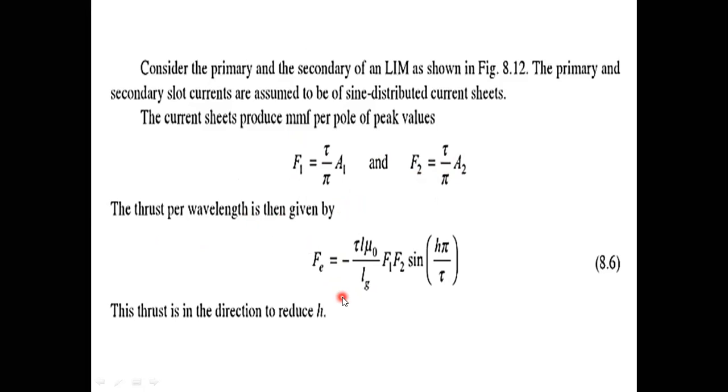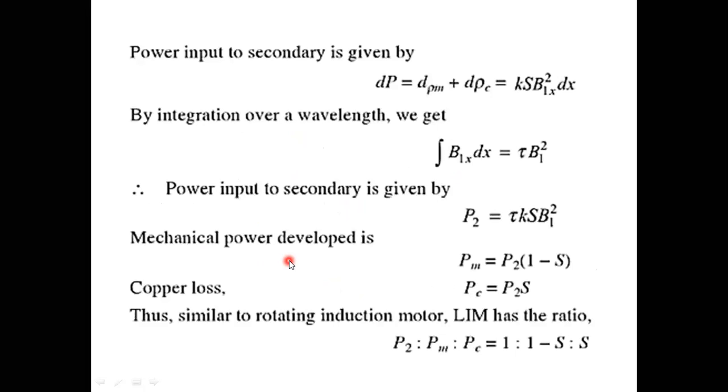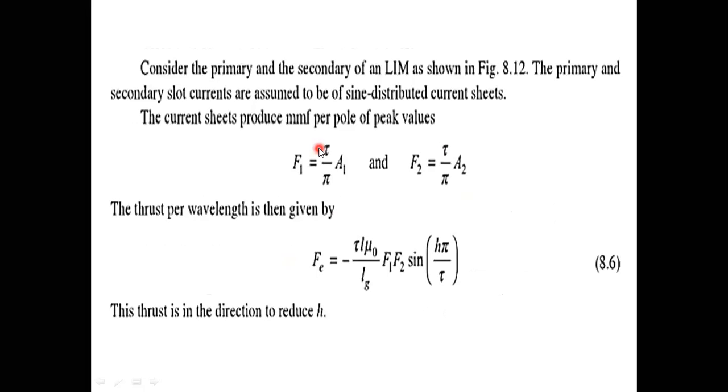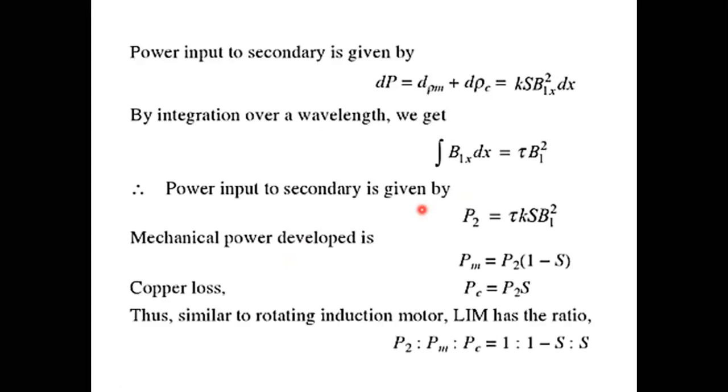Thrust per wavelength. We are integrating these values over the wavelength to get the thrust per wavelength. And next, we are converting into the power input towards the secondary. How we can get the power input towards the secondary: P2 is equal to tau k s B1 square.